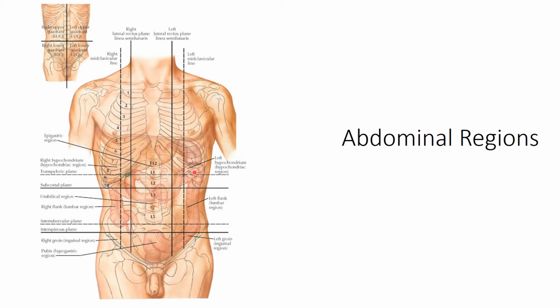The regions related to the flank from above downward are hypochondrium, lumbar region, and iliac or iliac fossa or inguinal region. And near the midline, they are epigastrium, umbilical region, and hypogastrium or pubic region.